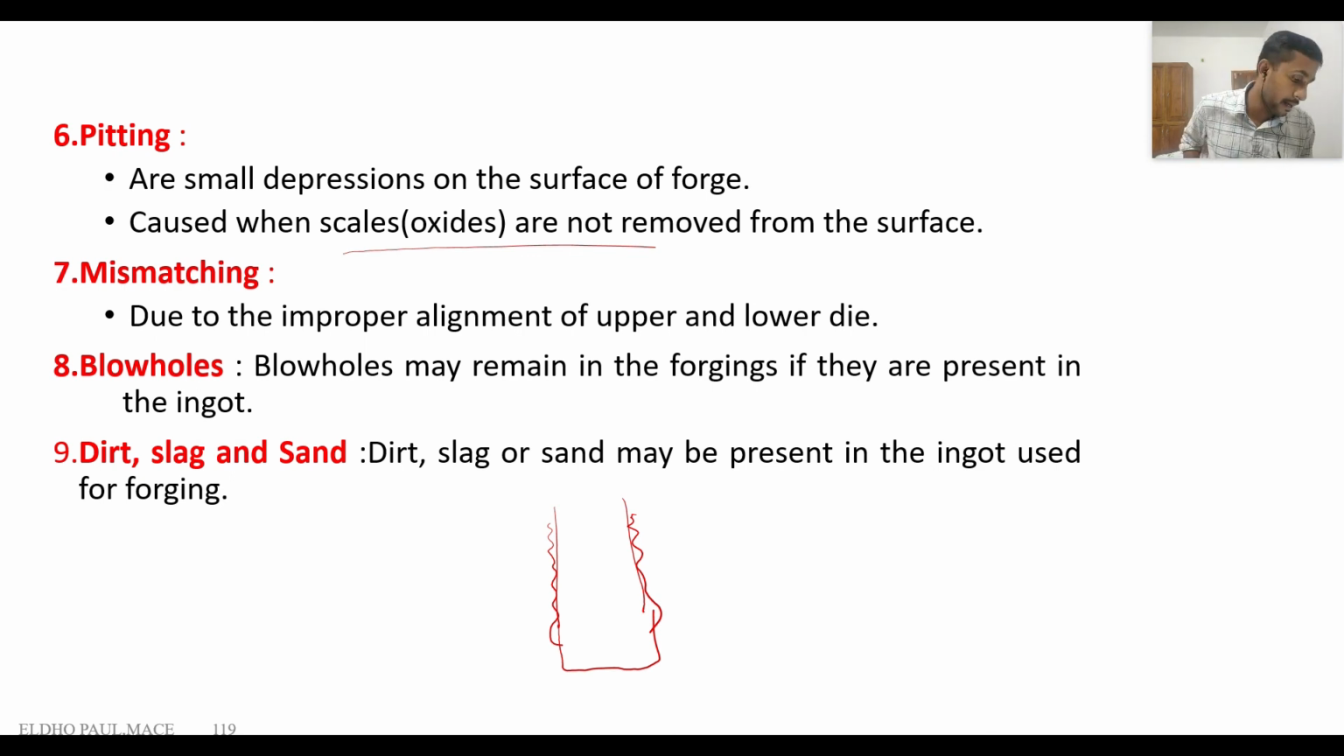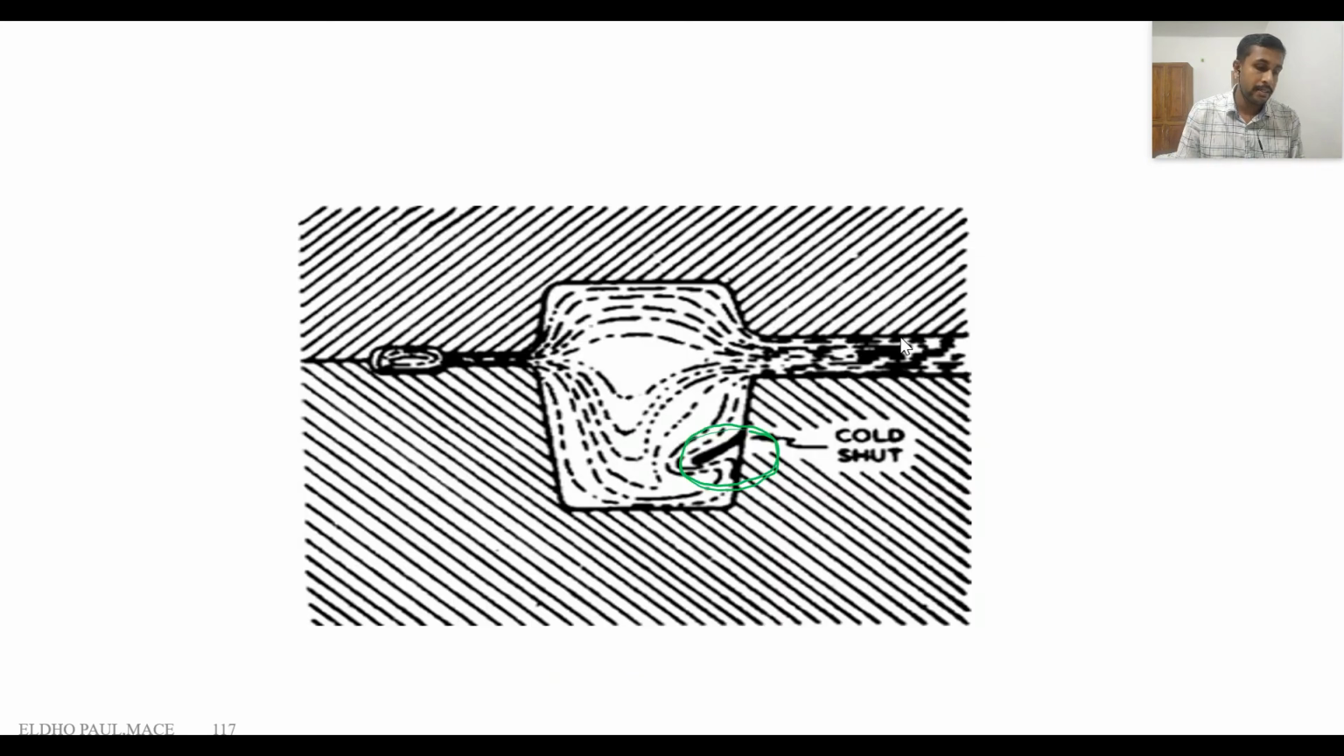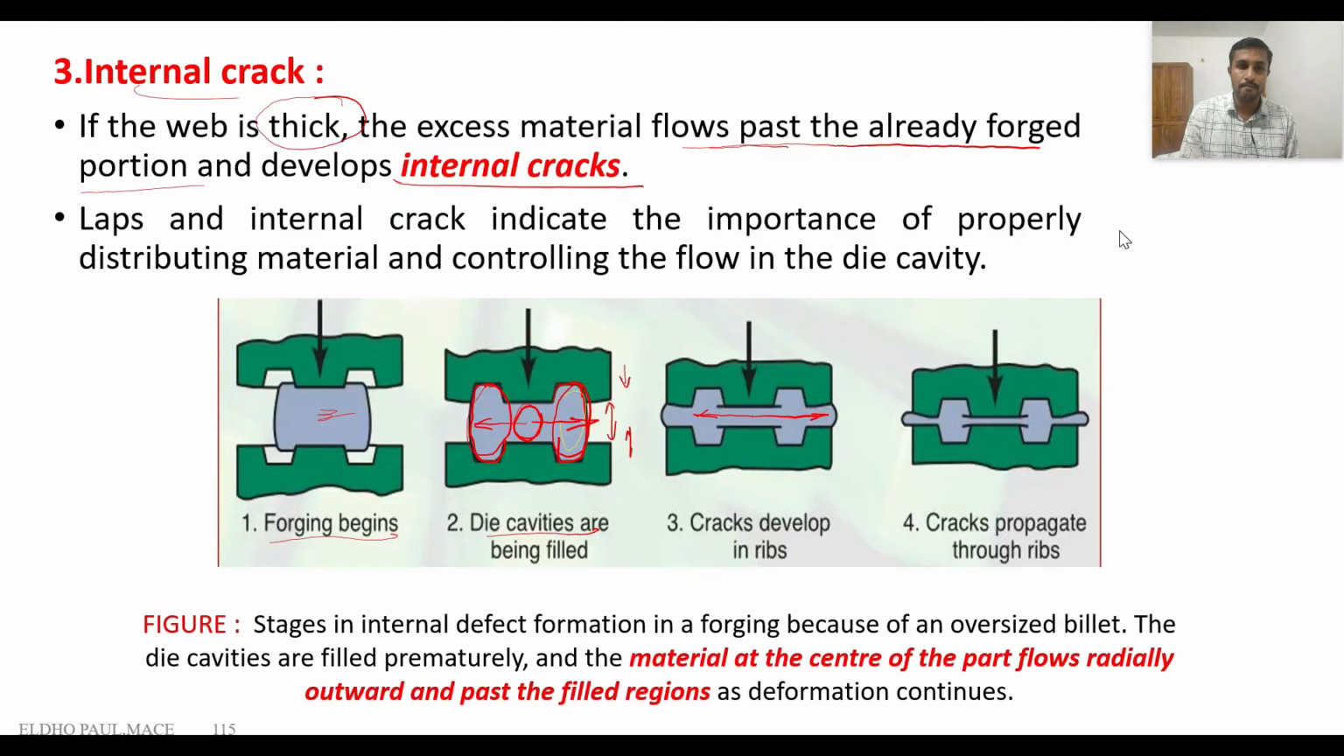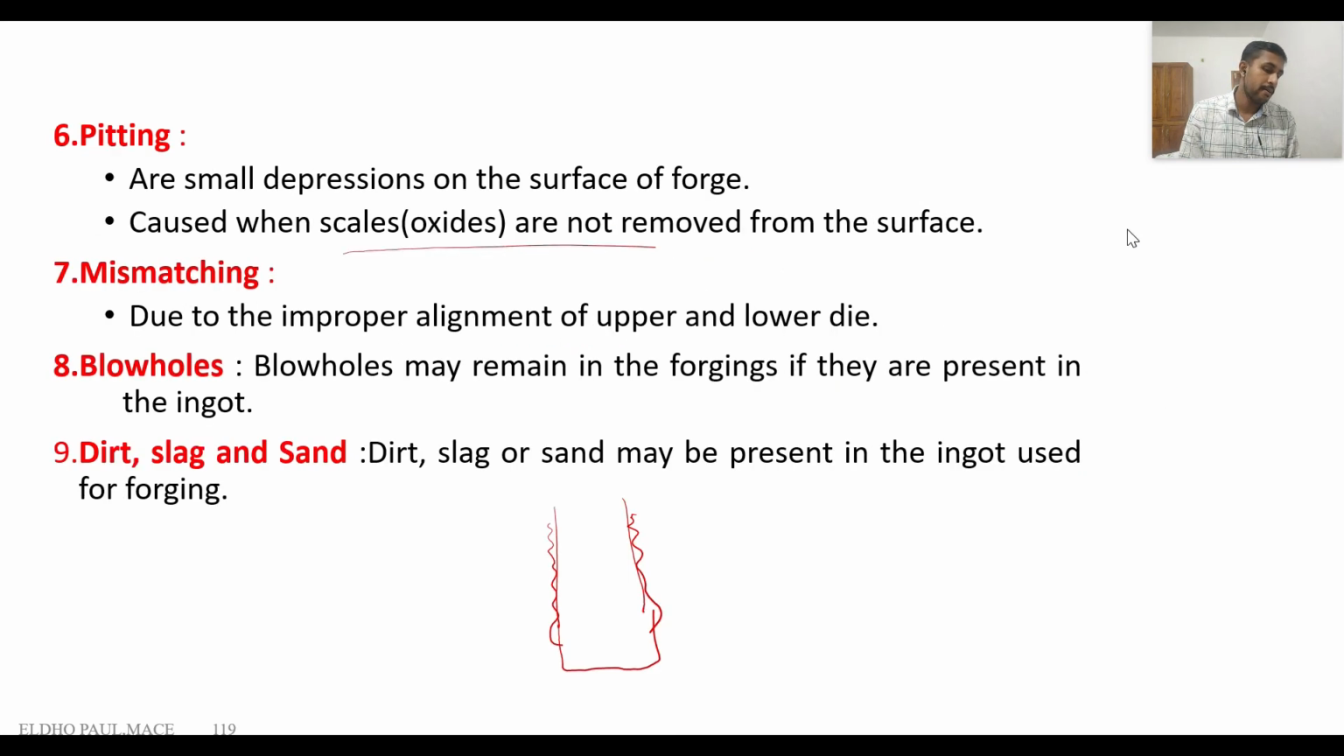when trapped in the die interface region, may cause this type of pitting related failure. Mismatching. So for example, in cold die forging, if the top die and bottom die are not perfectly aligned, the final product will be a mismatched product. Okay, so that is also a defect.